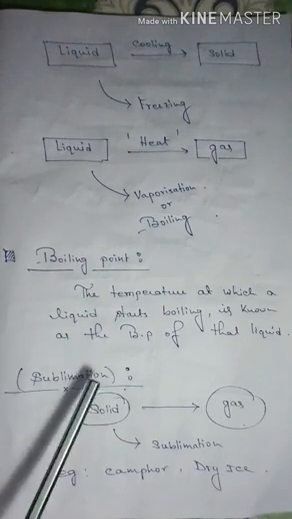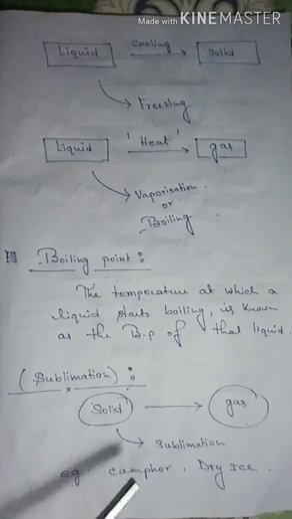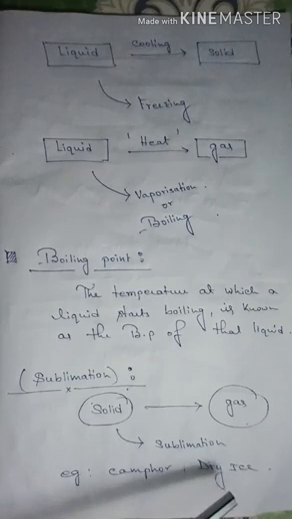So the solid does not change into liquid and then change into gases. Solid directly changes into gases. So this process is known as sublimation. Okay, examples: camphor, naphthalene, dry ice, etc.